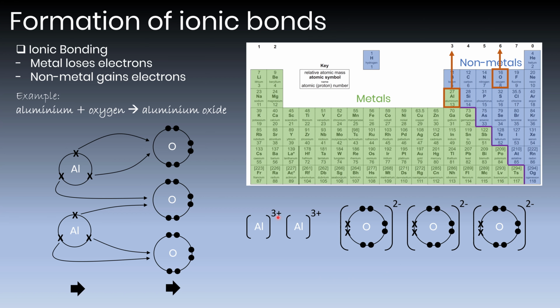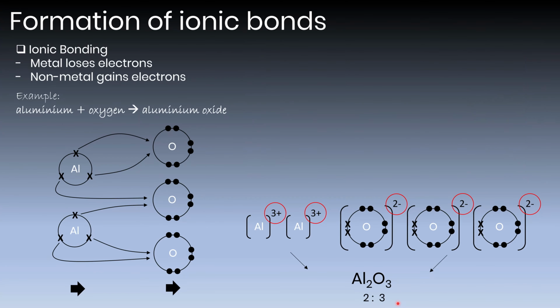We can see that the number of positive charges in total, 6+, cancels out the number of negative charges in total, 6-. And to achieve this, we needed 2 aluminiums for 3 oxygens. So therefore, we end up with the formula Al2O3 in the 2:3 ratio. Let's now try and word this.